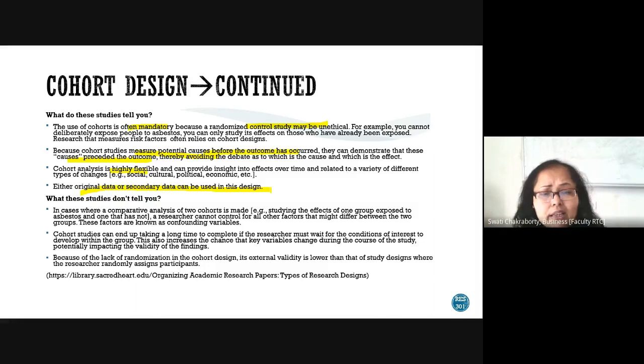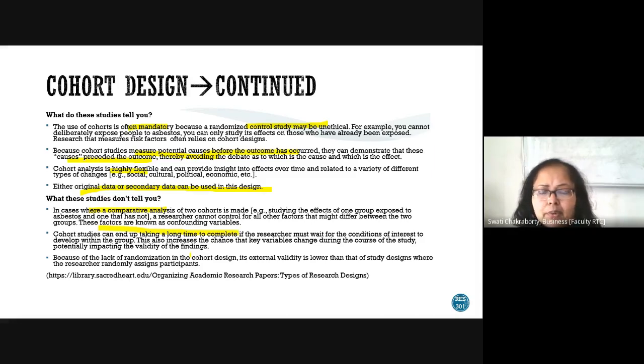What these studies don't tell us. In cases where a comparative analysis of two cohorts is made, the researcher cannot control all other factors that might differ between these two groups. Okay, because you are looking into one particular type of factor and the difference, and then you study. So you cannot actually look into all the factors that cause the difference between the two groups. That is very difficult. So these factors are known as confounding variables.